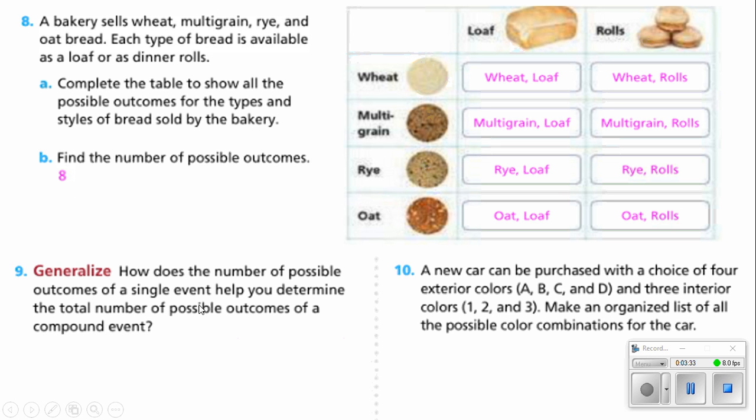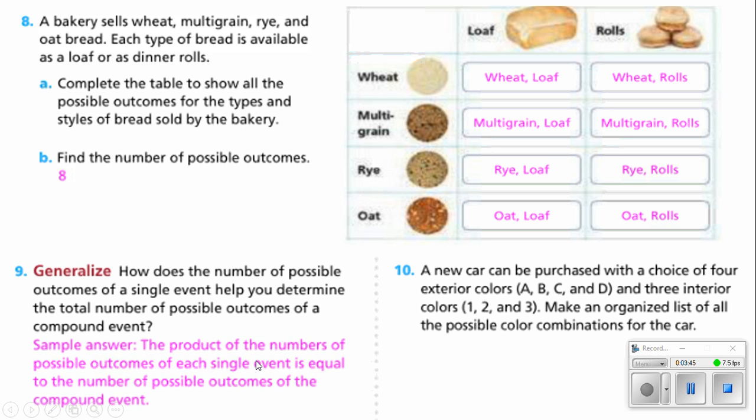Number 9 says, how does the number of possible outcomes of a single event help you determine the total number of possible outcomes of a compound event? Well, that's pretty easy. The product of the numbers of possible outcomes of each single event is equal to the number of possible outcomes of the compound event.